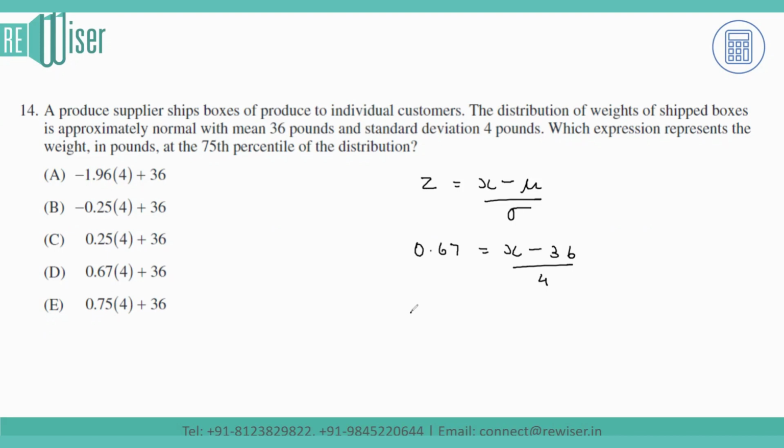So if we cross multiply, we get 4 times 0.67 plus 36. That gives us the x value required, and that will be the final answer for this question. So according to this, the correct option should be option D.